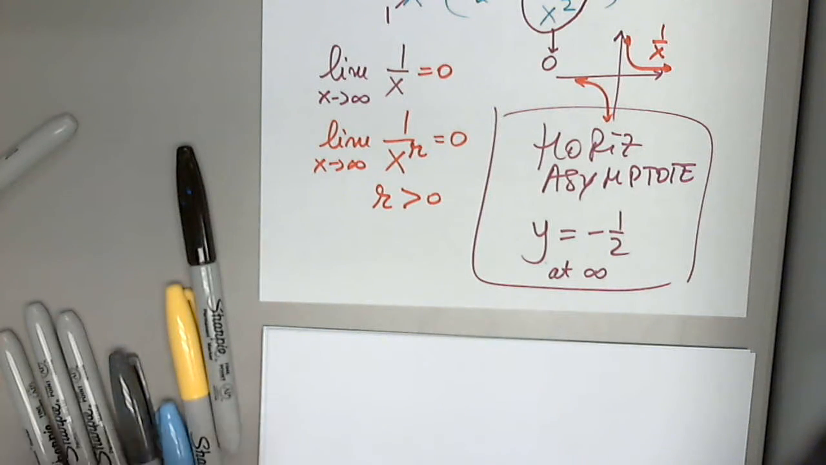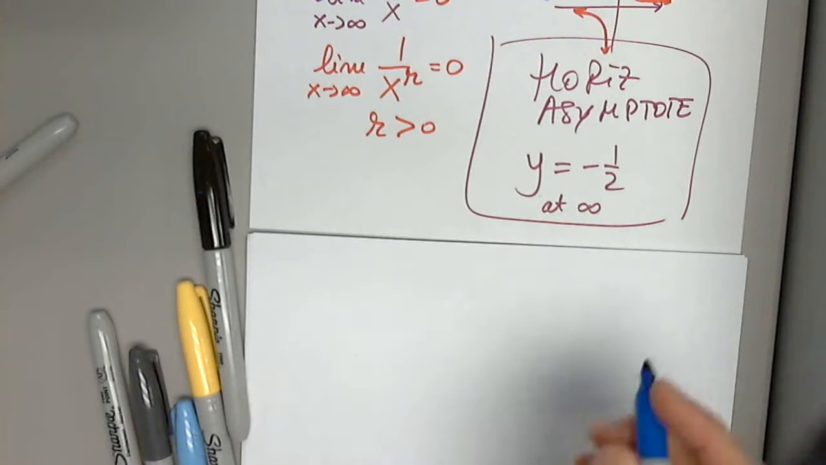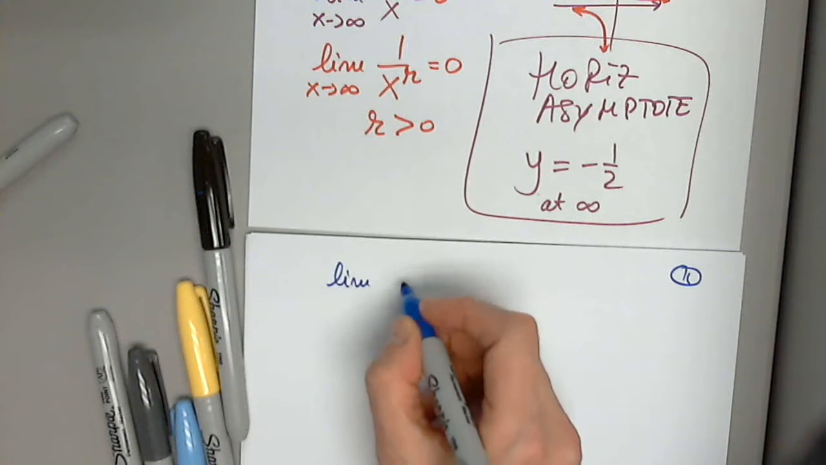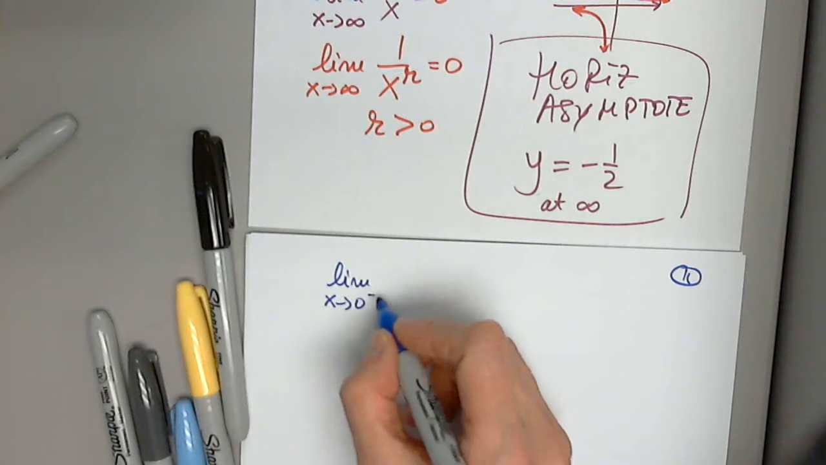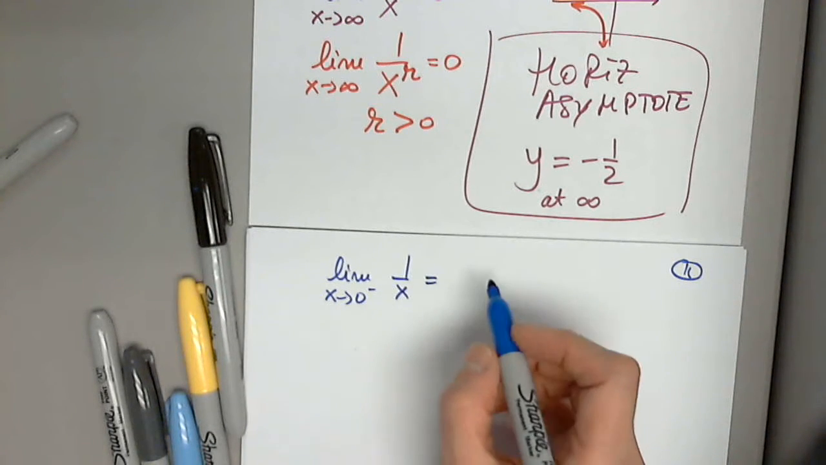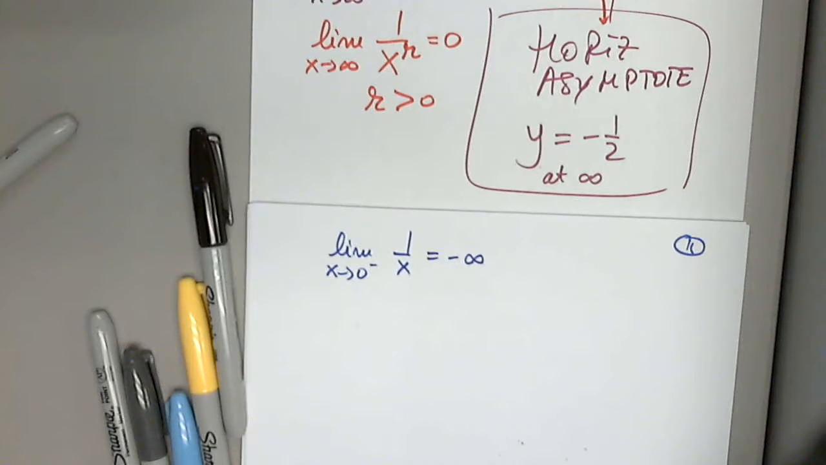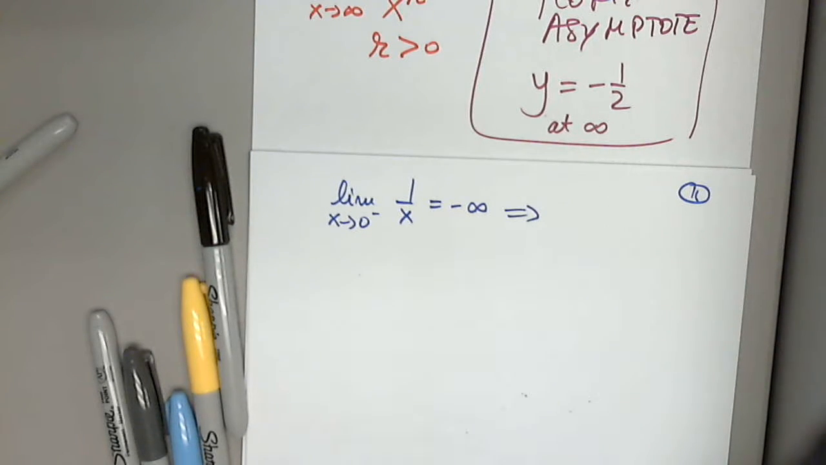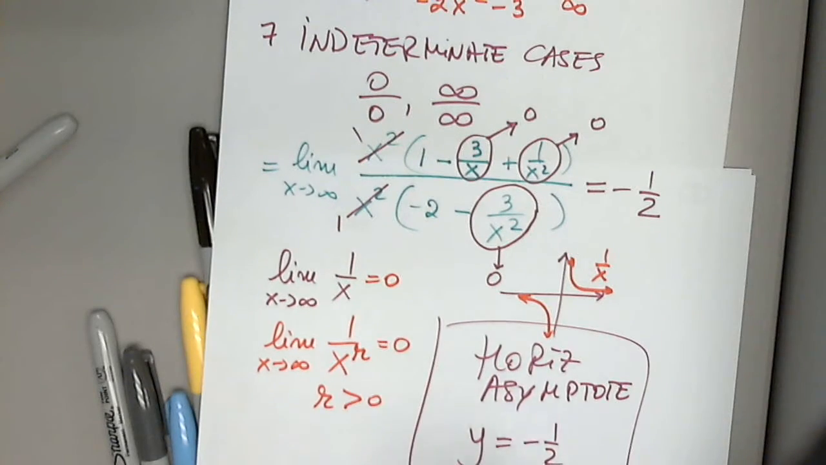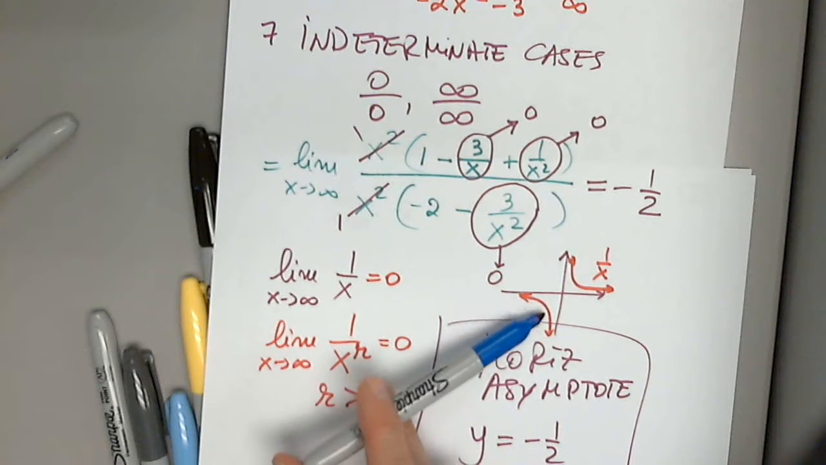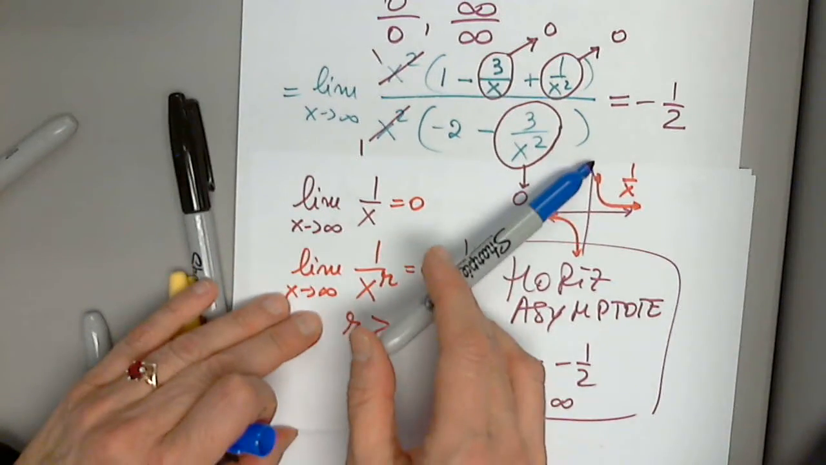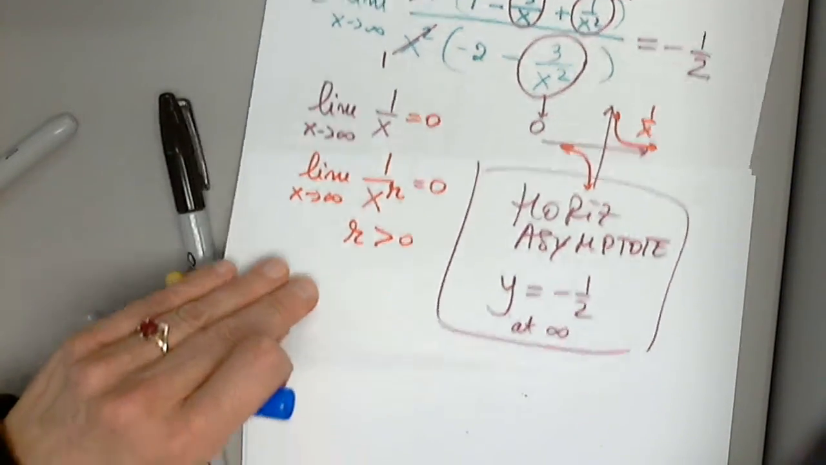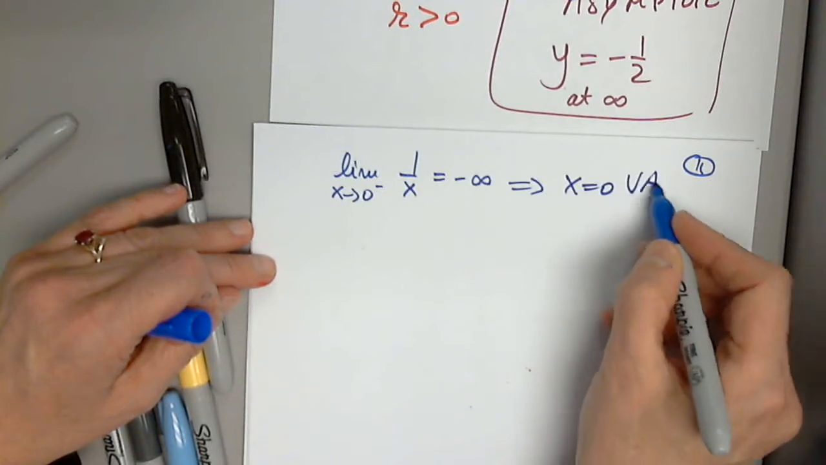Very good question, actually. So what if I say the limit as x approaches 0 from the left of 1 over x is negative infinity? What does this say about the function 1 over x? Look at the graph. As x approaches 0 from the left, the function values approach negative infinity. What does that mean about the function? It's a vertical asymptote. x equals 0 is a VA.